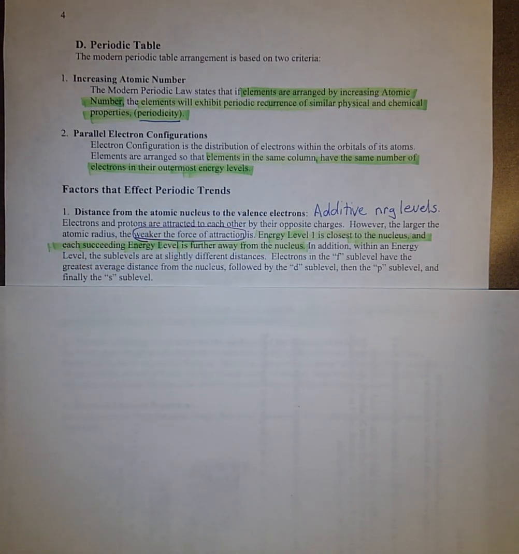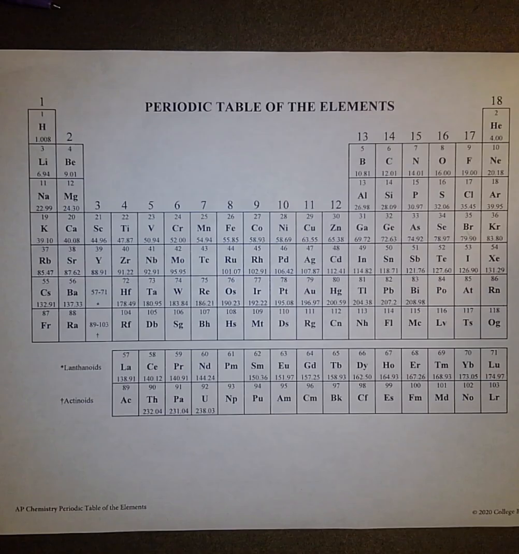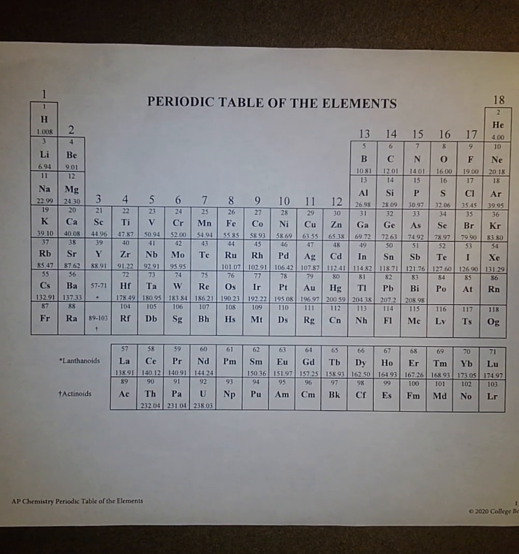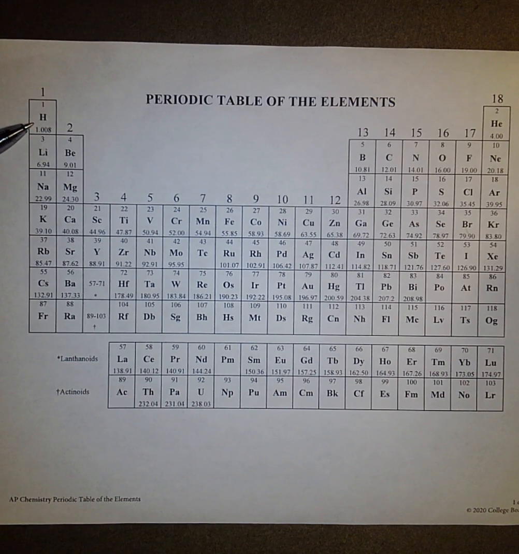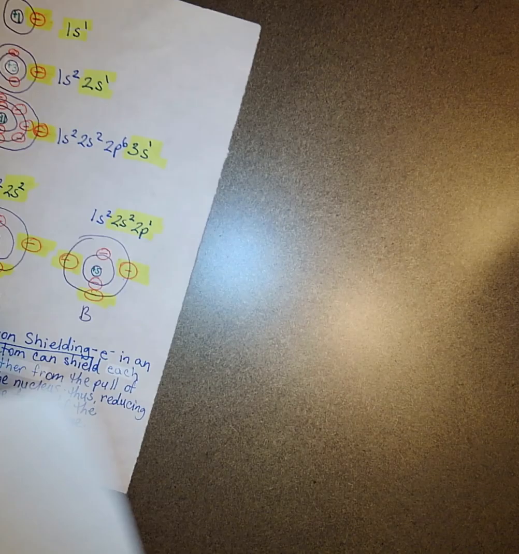That is to say that energy level 1 is closest to the nucleus, and each succeeding energy level is further away from the nucleus. So let's look at the periodic table. If we look at energy level number 1 and go down, notice that in energy level 1 the electrons are pretty close to the nucleus, but as we go further down, the electrons move further away from the nucleus. So here's an illustration that actually shows this.